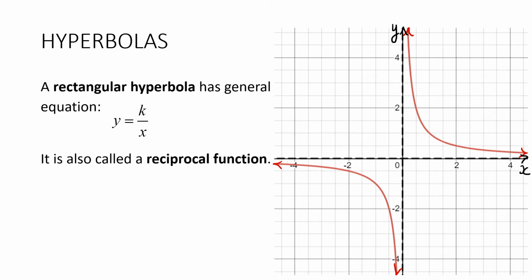Let's move on to hyperbolas. A rectangular hyperbola has a general equation y is equal to k over x. And look at how that is different to the other functions that we've looked at. It's got an x on the denominator. It creates this funny looking thing. It's also called a reciprocal function because this is turned upside down.